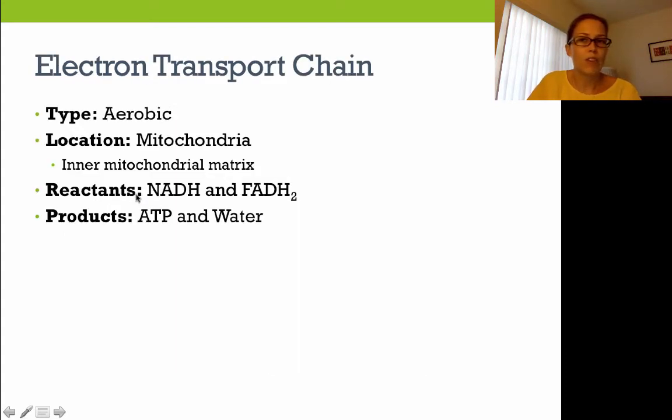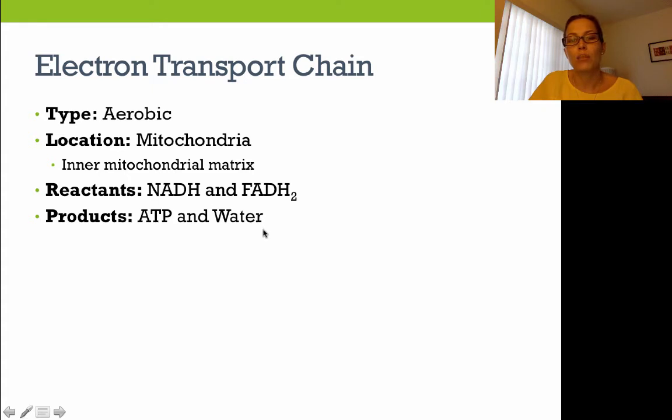So next step in aerobic respiration is the electron transport chain. Now the electron transport chain is aerobic because it requires oxygen. The location is that it takes place in the mitochondria, specifically in the inner mitochondrial matrix. The reactants are NADH and FADH2, so those electron carriers that were produced as a result of glycolysis and as a result of the Krebs cycle are going to be our reactants here, and those energy carriers are actually going to fuel or provide energy to the electron transport chain. And the electron transport chain is going to end up producing ATP and water.